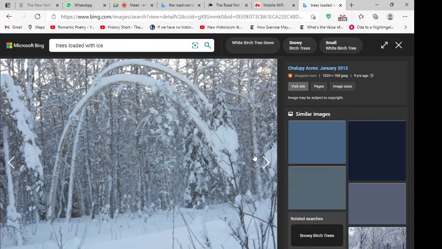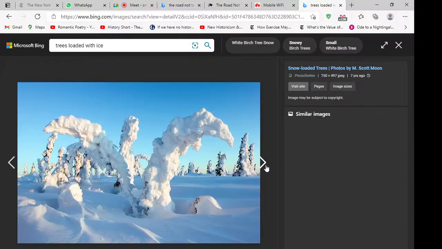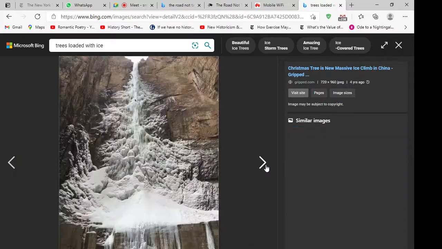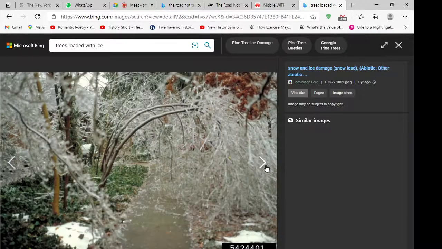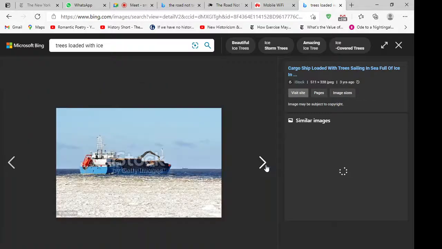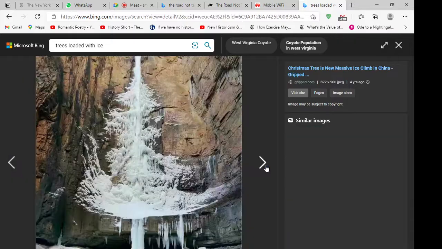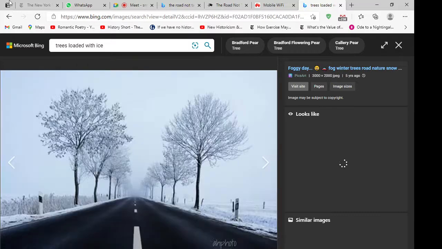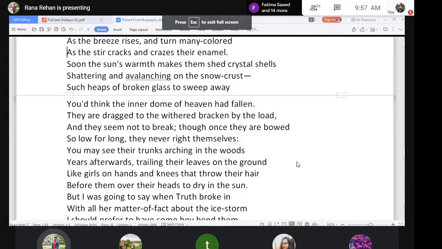They are dragged to the withered bracken by the Lord, and they seem not to break. It means that they are dragged to the withered. Withered you can take to mean when something is reduced in its size. This happens because of lack of water in the plants, so they get shrunk. So this is wither.